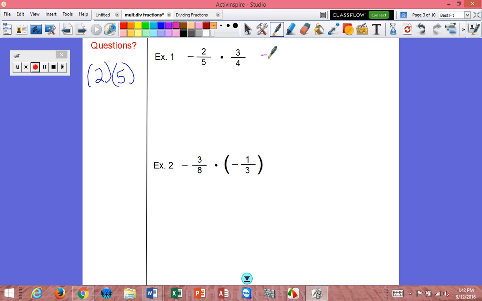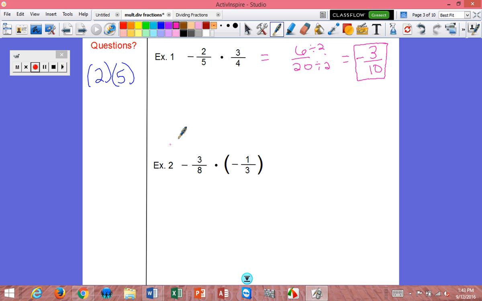So I'm going to take the numerators, 2 times 3, that's 6, and then 5 times 4 is 20, and then I'm going to reduce it. 6 and 20 can both be divided by 2, and that is 3/10. We multiplied a negative times a positive, different signs, means we have a negative answer. So this would be -3/10.